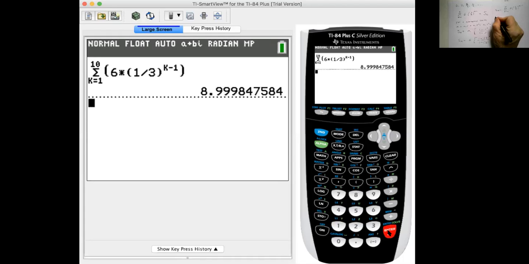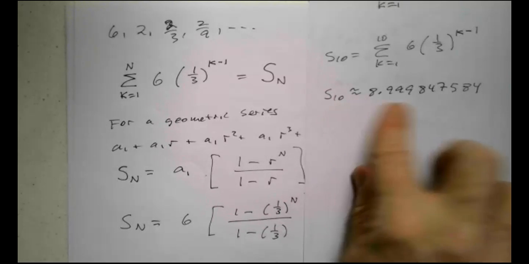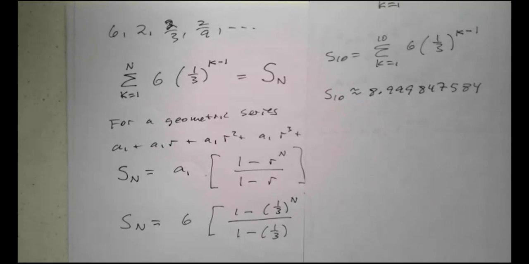8.999847584. We'll just go ahead and use that approximate answer. So it's getting very close to 9. But we also have this formula for the nth term down here. So there's our S sub 10, 8.999847584.